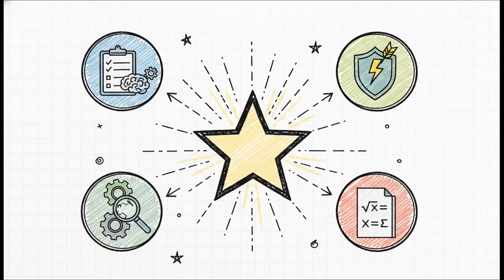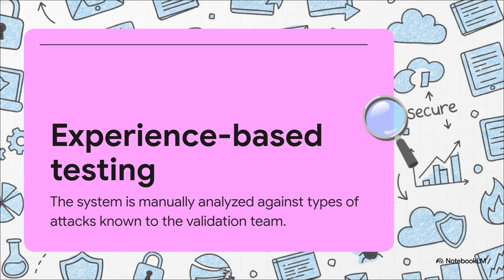You need to be able to list and clearly explain these 4 types of security assessment methods: experience-based testing, penetration testing, tool-based analysis, and formal verification. Let's break them down one by one. First up is experience-based testing. Just like it sounds, this relies entirely on historical knowledge.